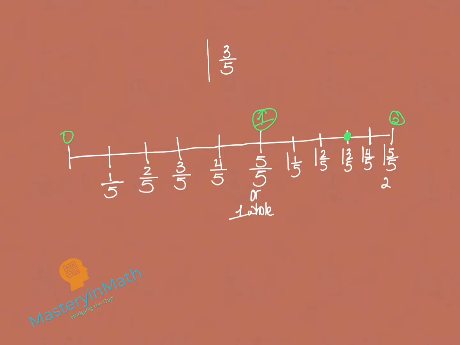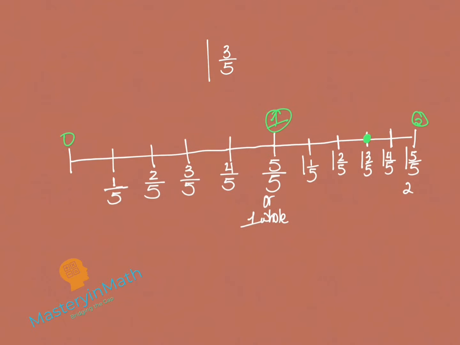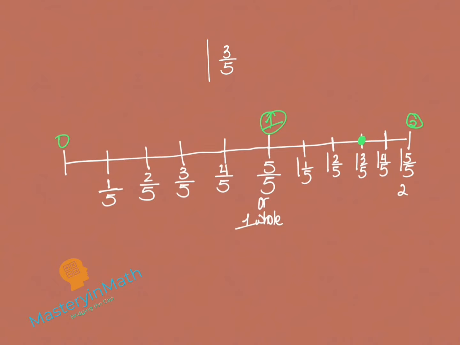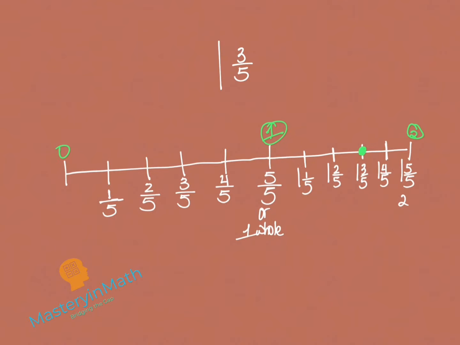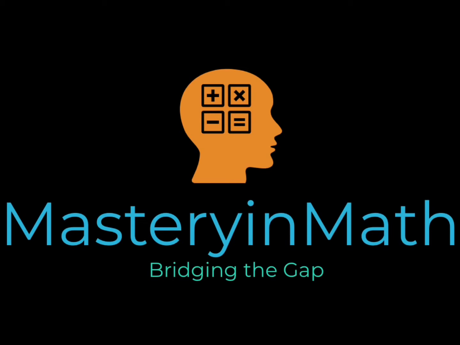Now, because we have two wholes, we need to find where 1 and 3/5 goes on the number line. So you go to the whole, and then you see how many hops you have to take. So you go 1 and 1/5, 1 and 2/5, and then 1 and 3/5. And that's where you will stop.